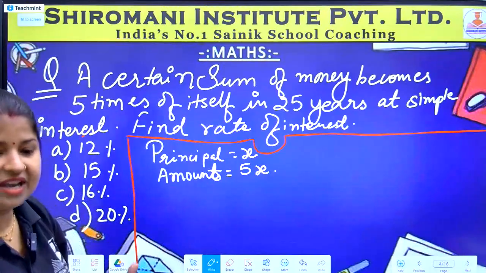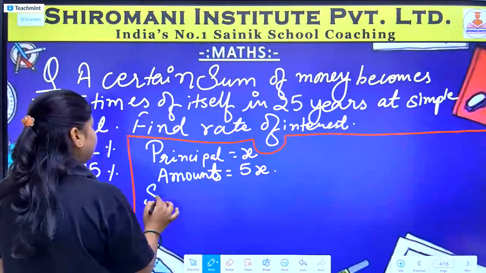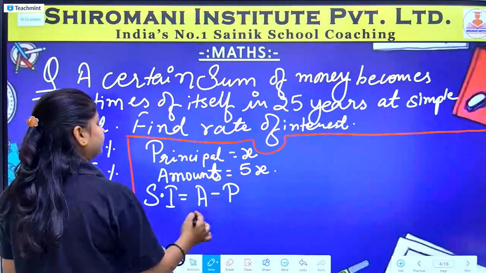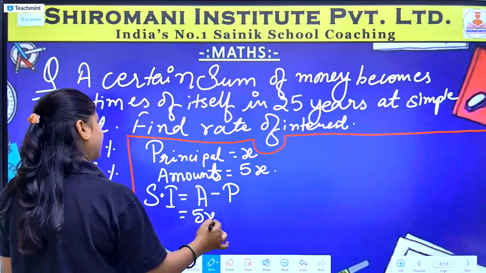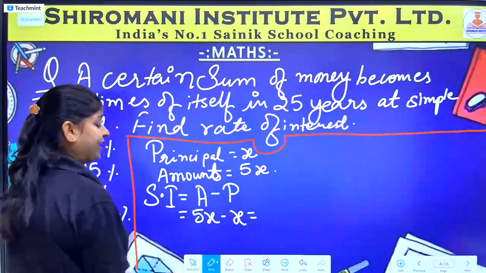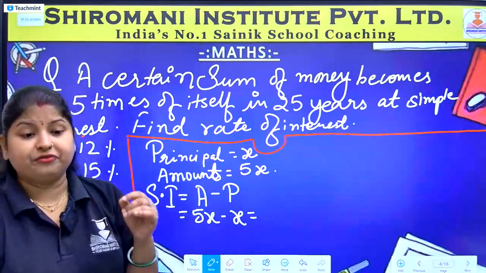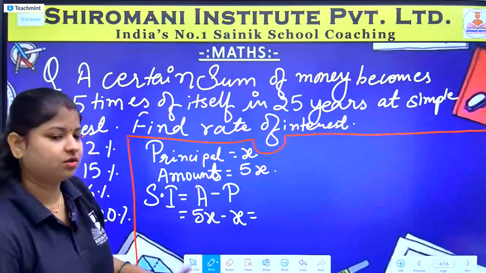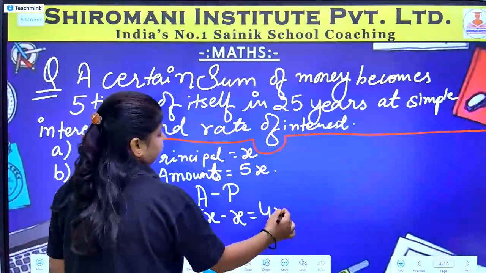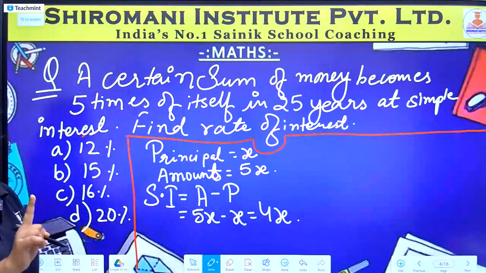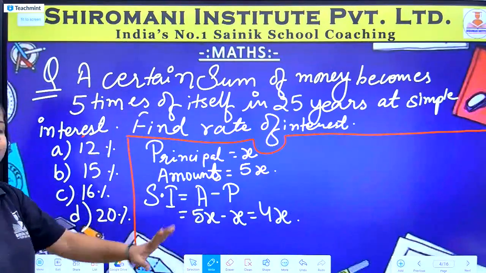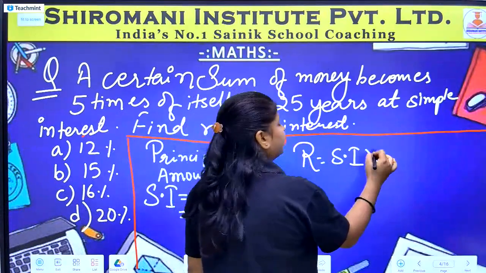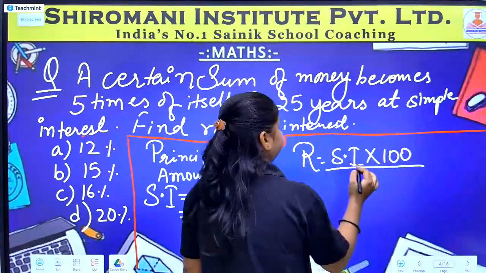That is 5x. I can calculate the simple interest, which is amount minus principal. 5x minus x. So please don't write 5x minus x is 5. 5x minus x is 5x minus 1x. So 5 minus 1 is 4x. x means 1x. So 5x minus x is 4x. Now you can use the formula or the short trick, whatever you call it.